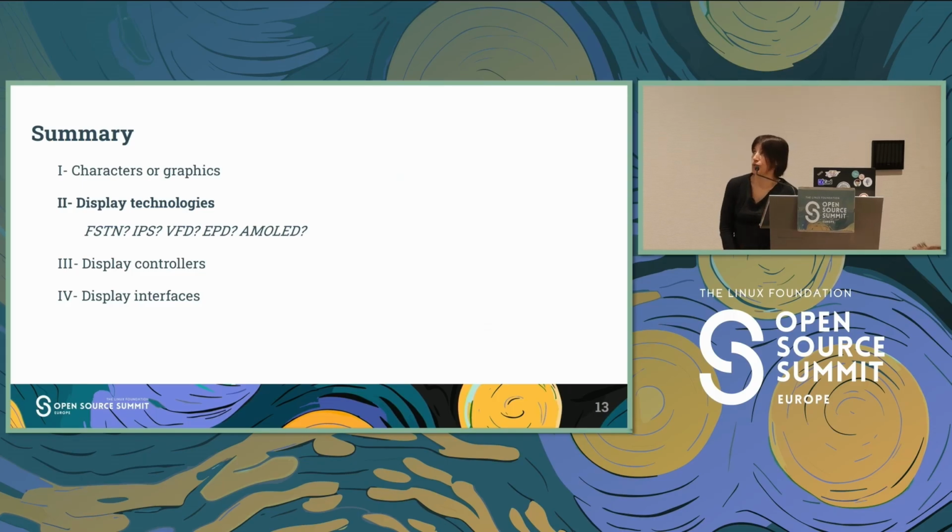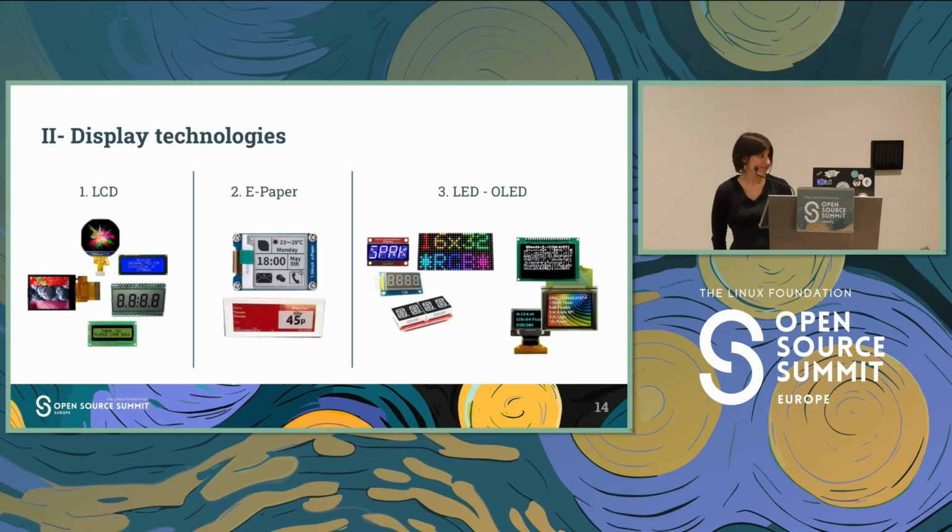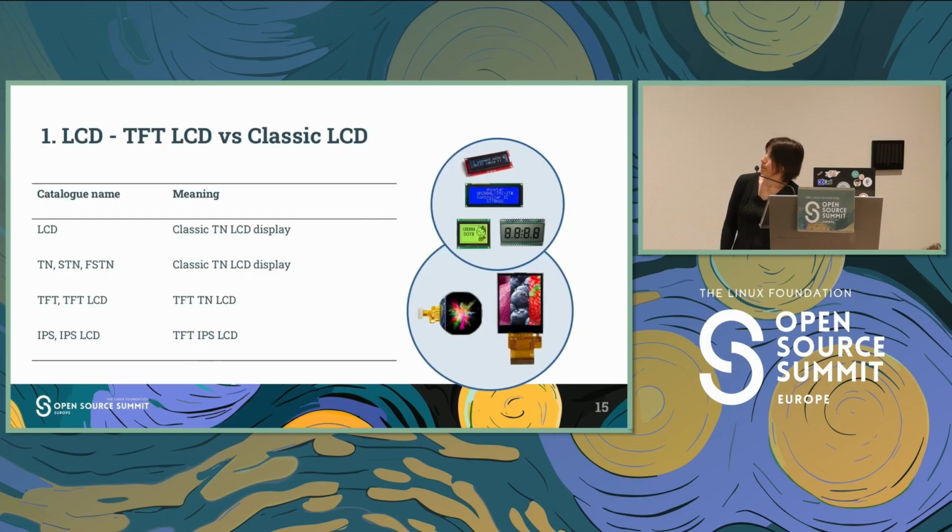So now it's time to explain all the crazy acronyms that you can find in catalogs. Sorry for that. Let's go. Okay, so 3 broad categories of displays. The first one is LCD, the second e-paper, and the third is LED and OLED type of display.